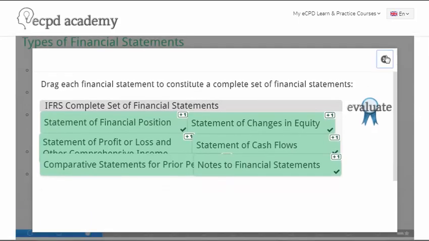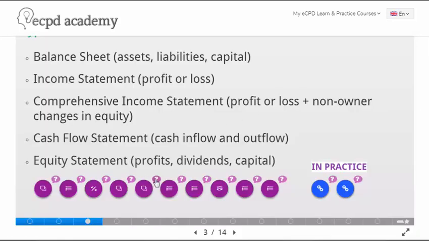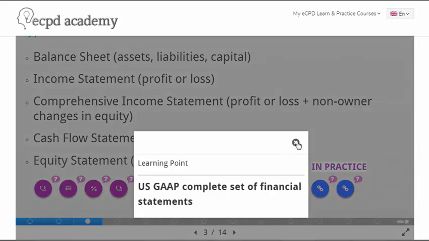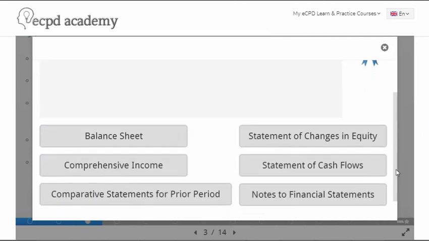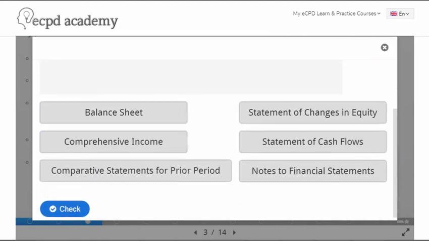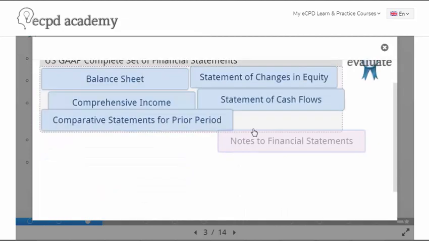Again, thinking like an accounting standard setter. What about under the US GAAP? We are presented with exactly the same items. Consider for a moment if FASB would likely constitute the same set as the IFRS is. If you can't think of a good reason for FASB to be different in what constitutes a complete set of financial statements, let us drag them all onto the set and then reveal the answer. And so we got it right.